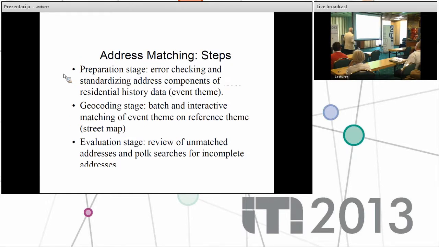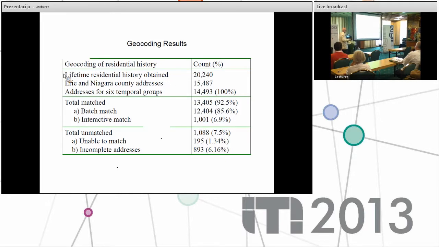We did geocoding, that process of linking records in two databases. There's preparing, geocoding, reviewing, and evaluation. There are address matching steps. I'm going to go through this quickly. We can go over this in the workshop, where you geocode and you can do batch and interactive matching with the software. So there's software available to do this. And then we looked at how well we did.